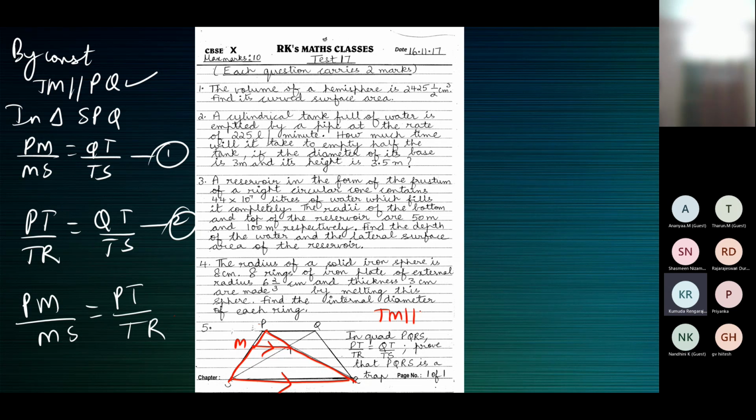TM is parallel to PQ by construction. TM is parallel to SR. Now we proved by converse of BPT. So when you compare these two, you have PQ is parallel to SR. Two lines parallel to the same line are parallel to one another. So PQ is parallel to SR, which means PQRS is the trapezium because one pair of opposite sides is parallel.